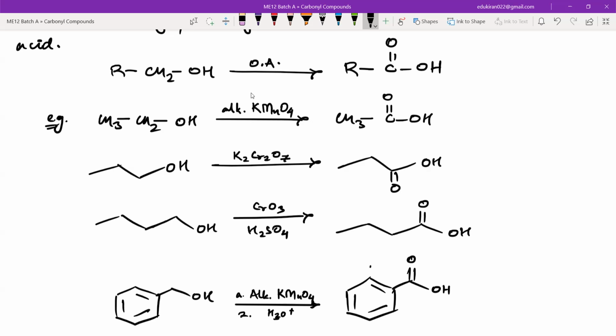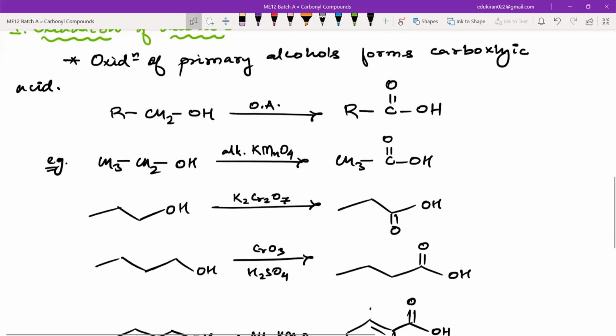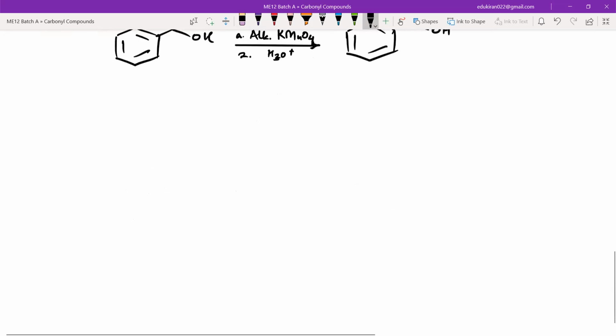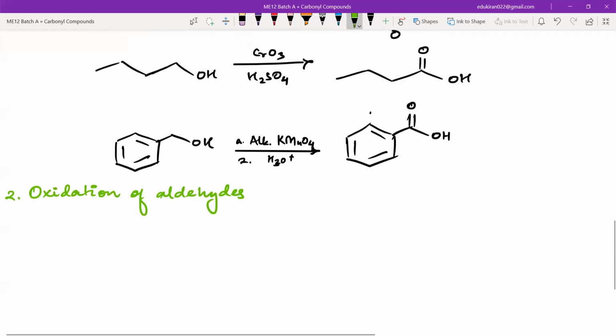All of you done? So primary alcohols. Oxidation of primary alcohol. Write the second method of preparation: oxidation of aldehydes. This is H3O plus, acid. H3O plus means acid. Oxidation of aldehydes.